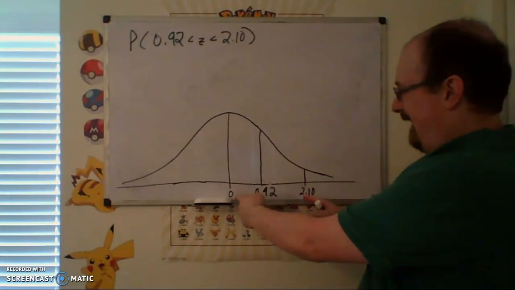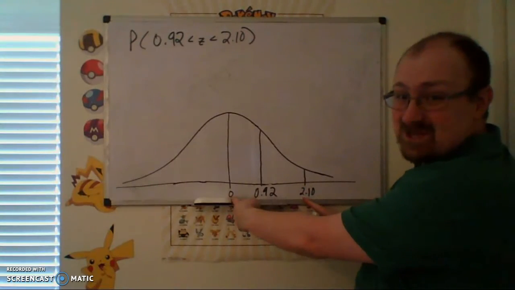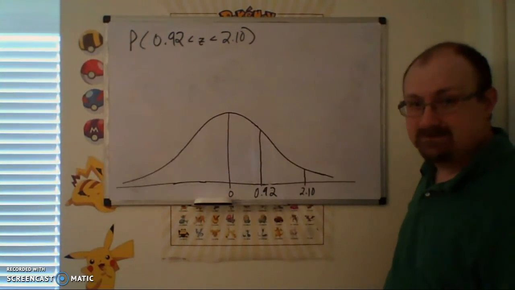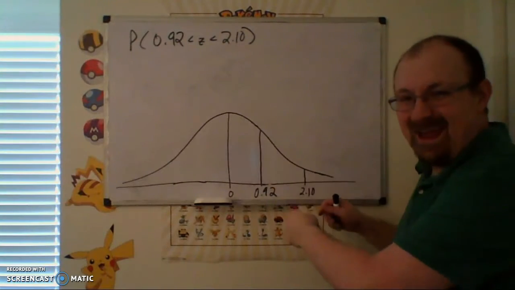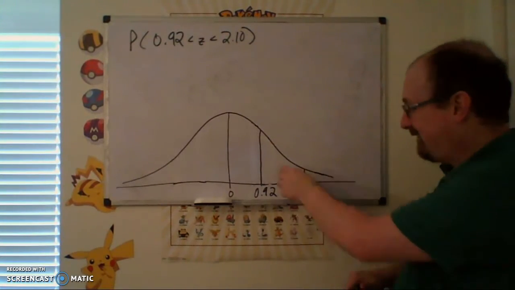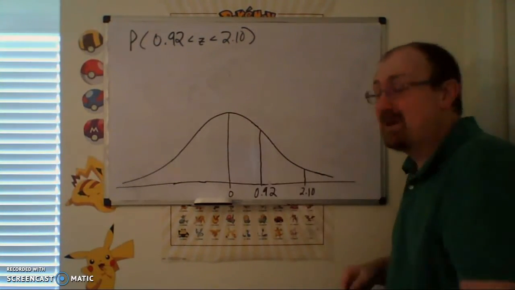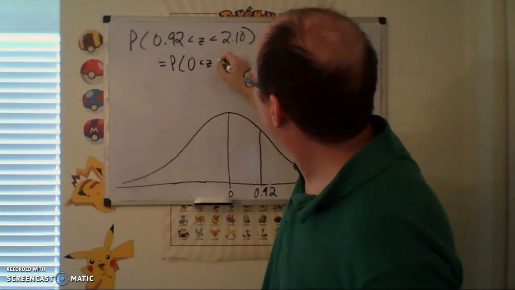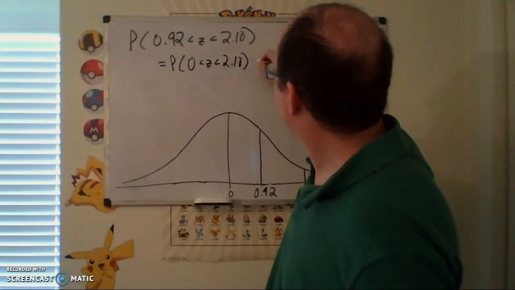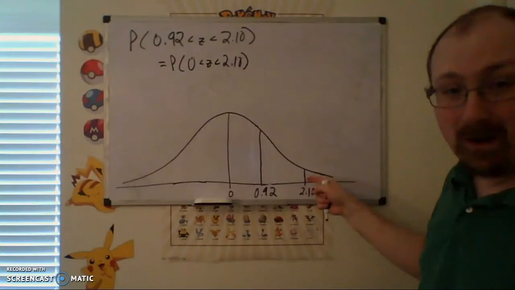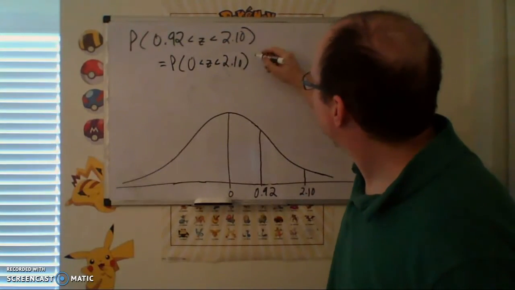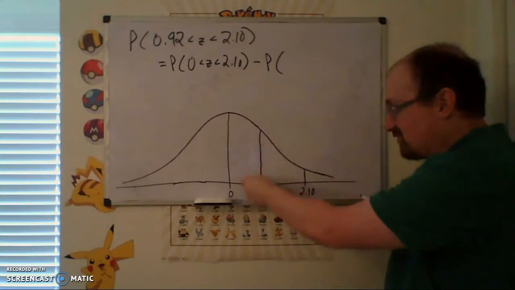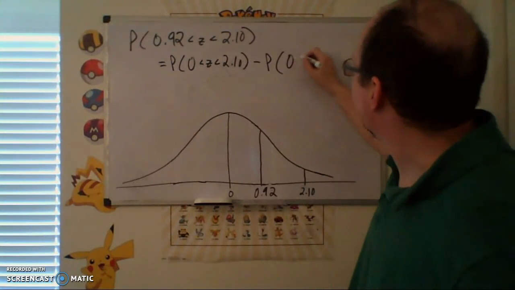And if I look up 2.10, that gives me this whole thing running from 0 out. So that gives me those two guys put together. Well, if I know this, and I know the whole thing, to get this little chunk, I just need to subtract this bit away. So it turns out, if I were writing it out, it looks like this. I work out everything going up to 2.10 minus what happens when I run up to 0.92. So I'm just subtracting this bit out of that whole thing.